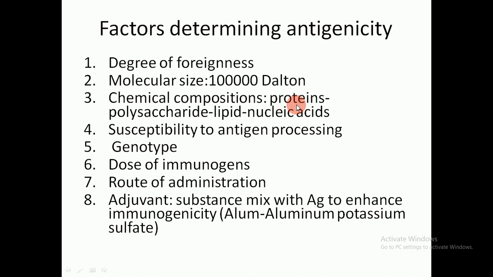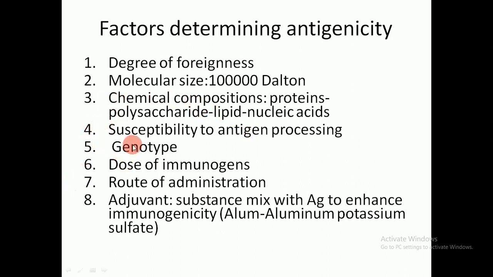Another factor is susceptibility to antigen processing, which is the ability of the macrophage, when it phagocytoses the antigen, to process it into small parts. More processing of the antigen is best for stimulating the immune system, while when the macrophage phagocytoses the antigen and does not process it into small pieces, this does not stimulate the immune system.